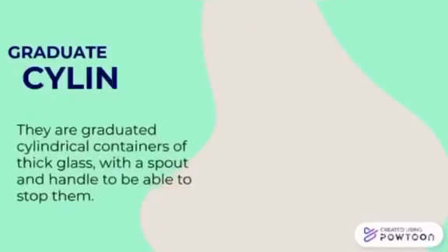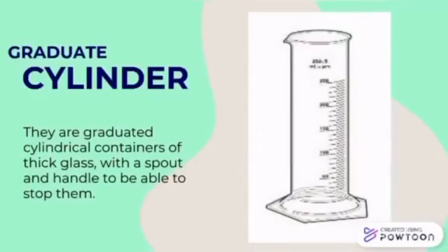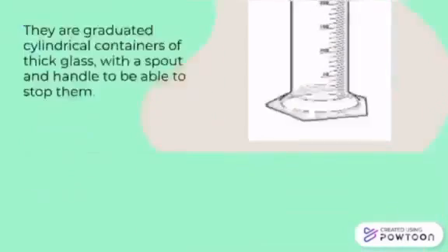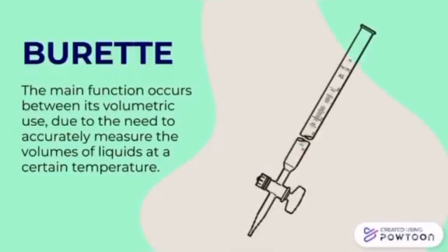Graduated cylinder. They are graduated cylindrical containers of thick glass, with a spout and handle to be able to stop them. It's used to measure liquid volumes. Burette. The main function occurs in its volumetric use, due to the need to accurately measure the volumes of liquids at a certain temperature.